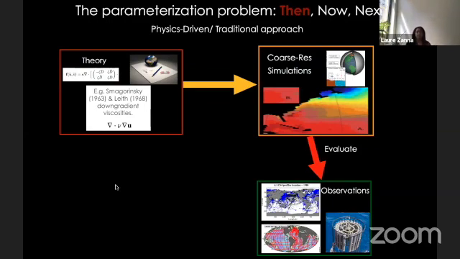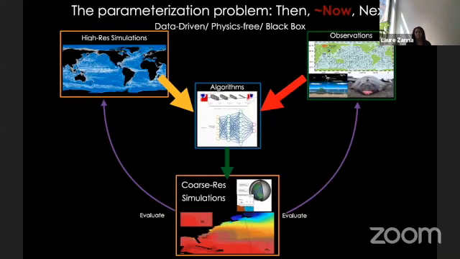Now, the other extreme, which some people have talked about, is the black box approach, or the machine learning approach, which theoreticians usually don't like very much. Here the situation is different. You start with data. What is different now is that we have some high resolution simulations. We don't have a lot of them, we can't run them for long time scales, and we can't have ensembles, but we have a few, some idealized, some complicated. And we can learn from that high resolution data.